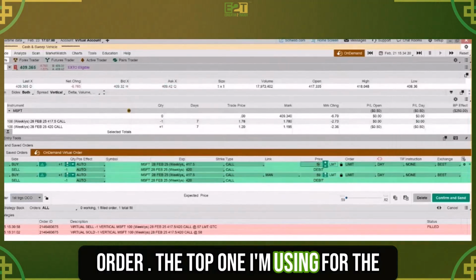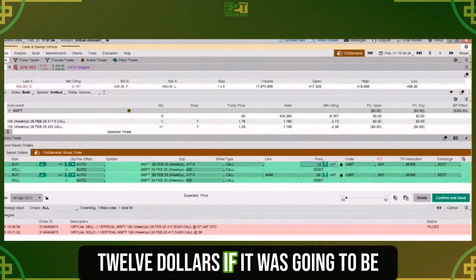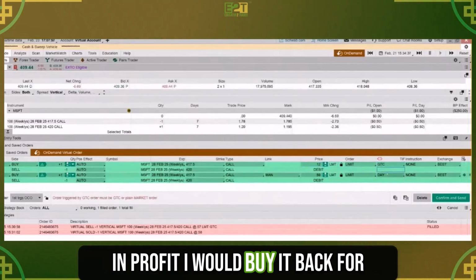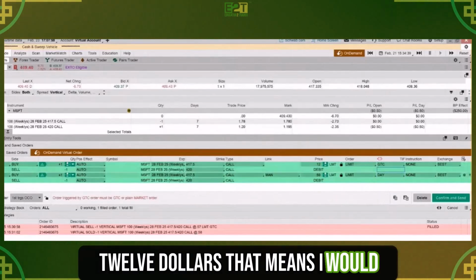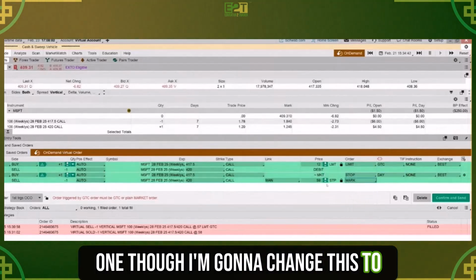The top one I'm using for the profit. Remember, I told you I wanted $12. If it was going to be in profit, I would buy it back for $12. That means I would keep $46. And on this second one, though, I'm going to change this to a stop.